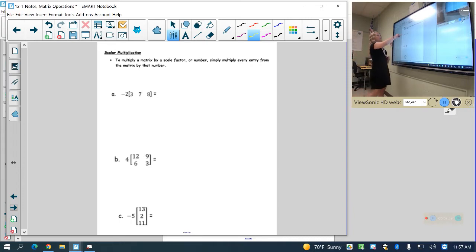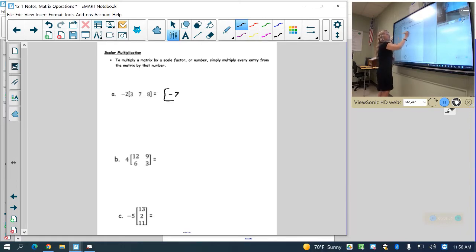Multiplication. To multiply a matrix by a scalar factor or number, simply multiply each entry from the matrix by that number. Basically, you're distributing if you're multiplying by a scalar factor. So we're multiplying this entire matrix by negative 2. So what I'm going to do is I'm just going to multiply each one inside. You're kind of distributing by negative 2. So it looks like this.